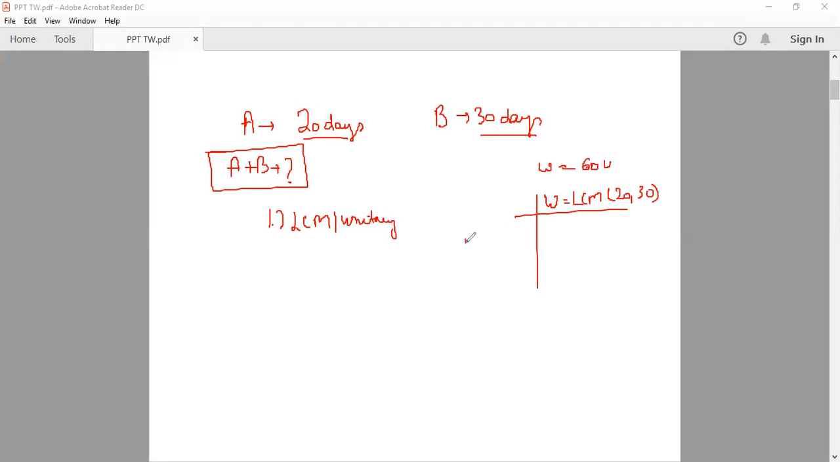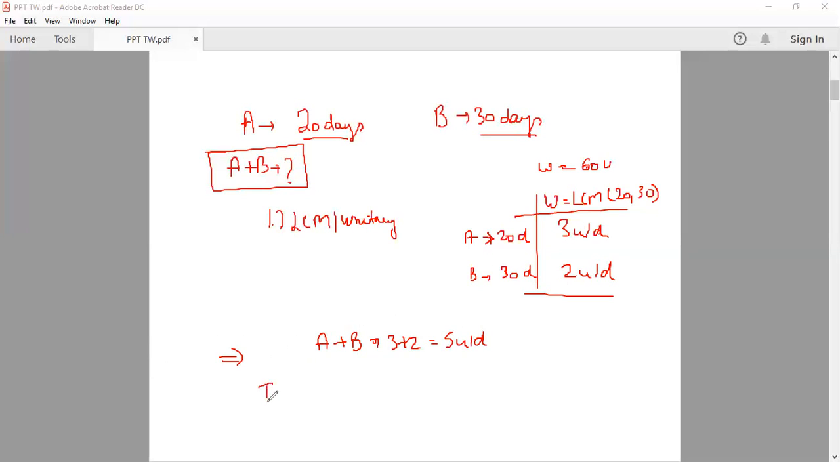Since the work is 60 units, A is completing it in 20 days. Therefore, can I say A is completing 3 units per day? Similarly, B is completing 2 units per day. Right? This is given to me. Now, also, how much will A plus B be together? 3 plus 2, 5 units per day. Right?